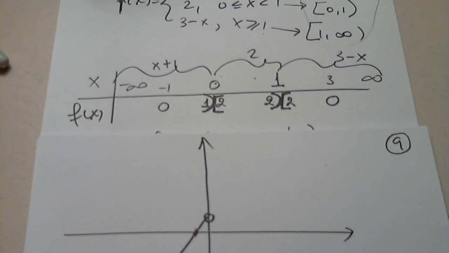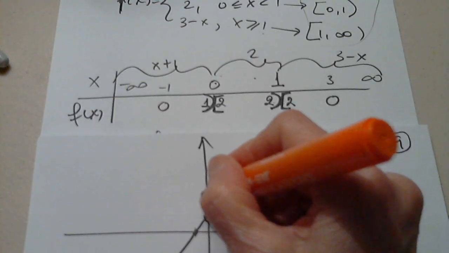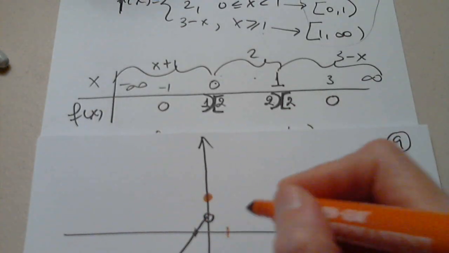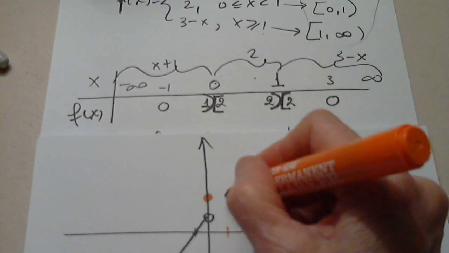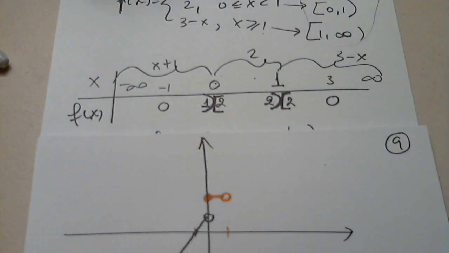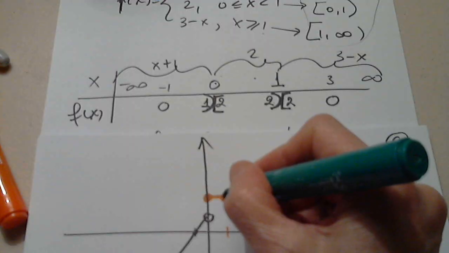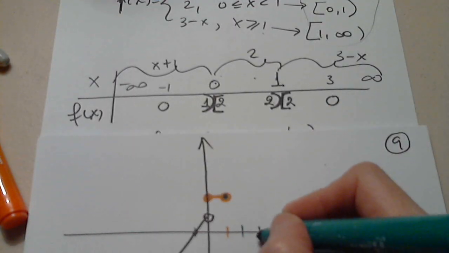0, 2, with a full point. 1, 2, but it should be open. Okay, fine. That's the middle part. But now 1, 2 will go in and fill it in. 2, 3.